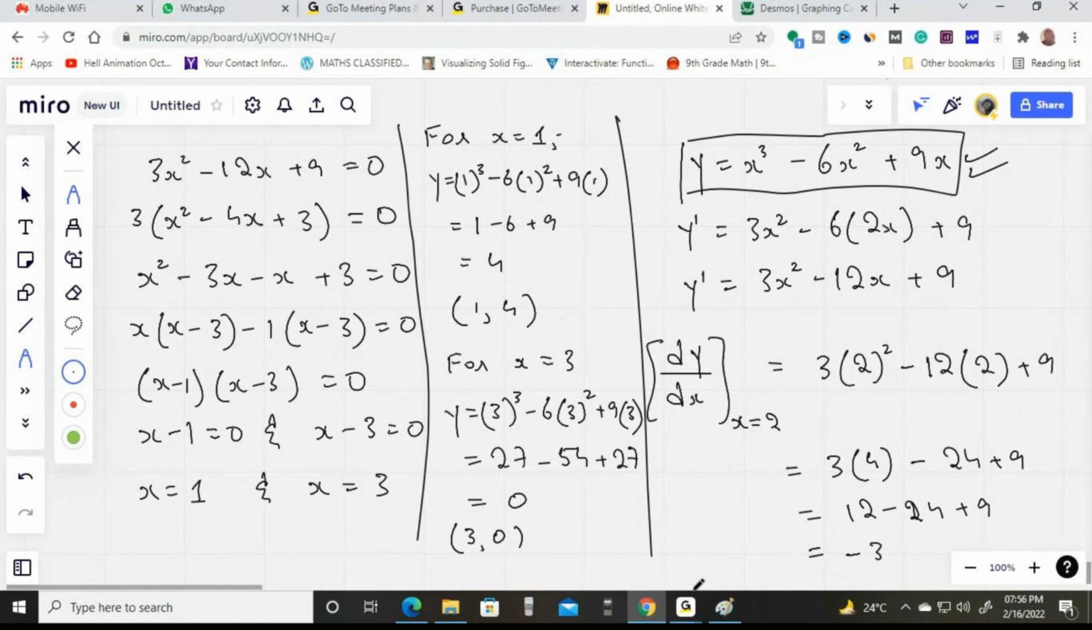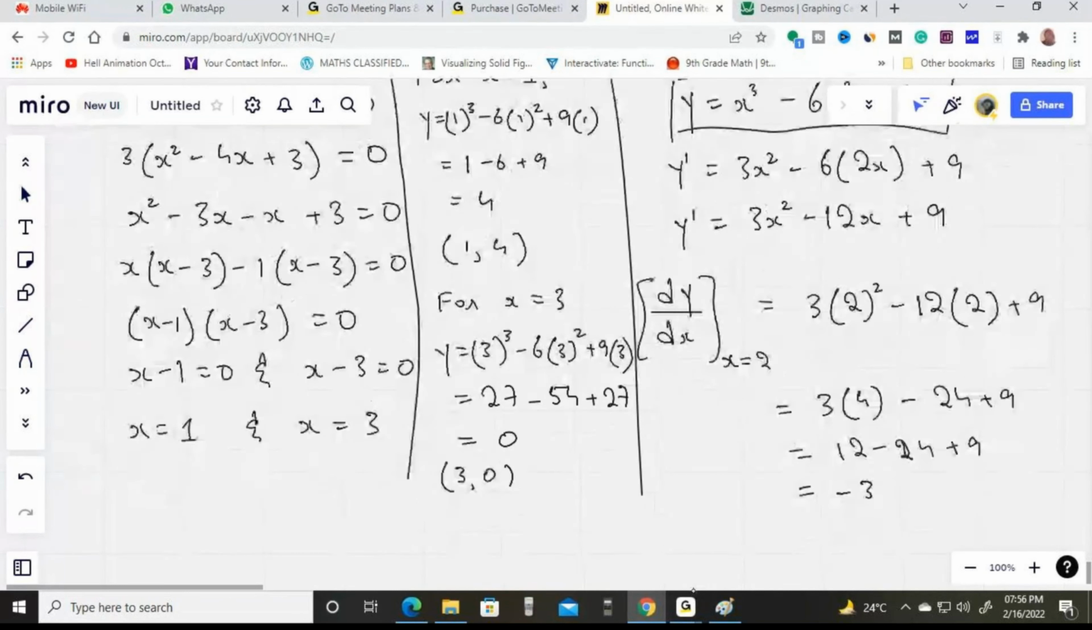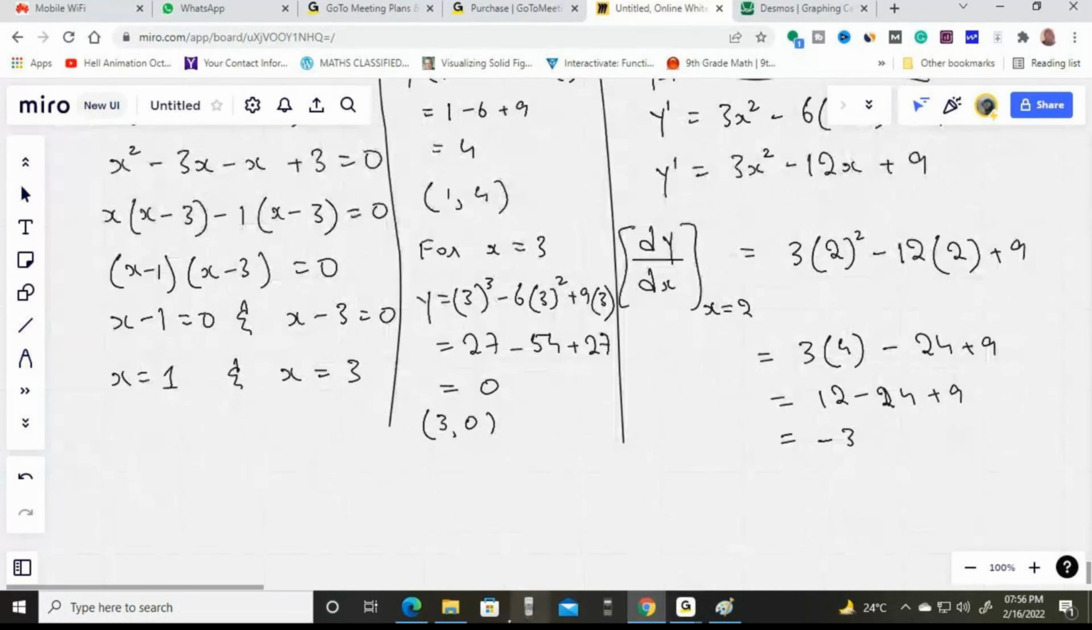And now I do not know which one is the maximum point and which one is the minimum point. The second derivative will help you to find out the nature. If you find such questions, we'll do that. Presently, they're not asking, so we're not doing that.